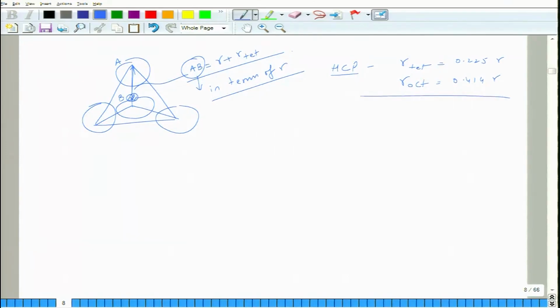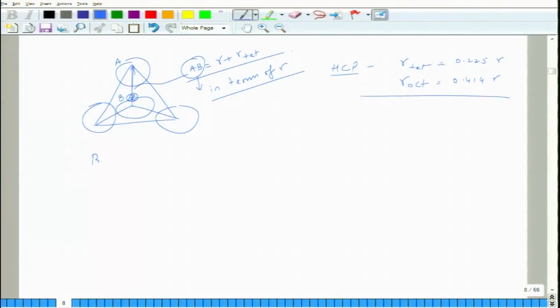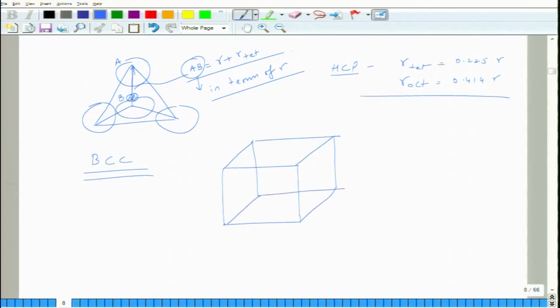Now, this is about the closed packed structures. Things are not the same in case of BCC. Since BCC is not a closed packed structure, it does have voids. You have one atom here, here, here, here, here, here, and one here. It has voids, but they are all distorted voids.